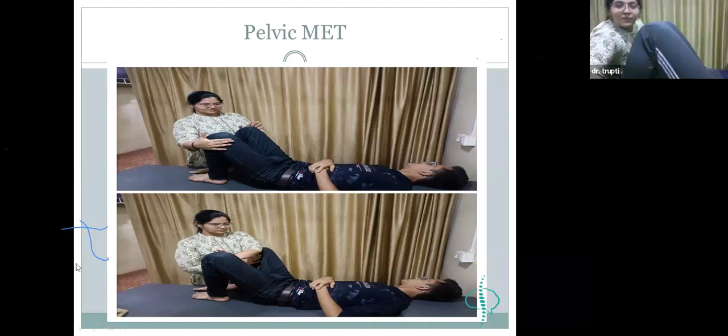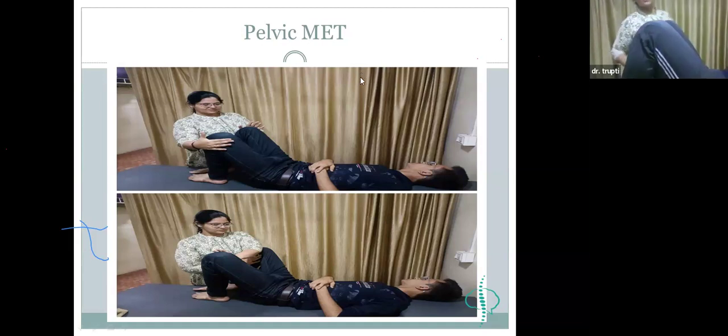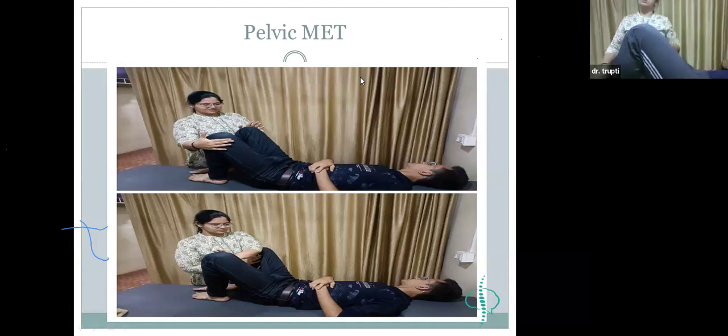Can you see this? Yes, we can see. Yeah, it's visible. So this is the way we are going to perform MET for pubic dysfunction. That is a shotgun method.